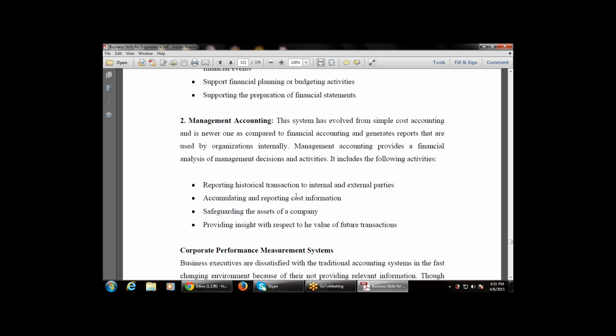Then it also provides insight with respect to the value of future transactions. That is, it provides a vision, a context with respect to future transactions. What is the mode of future transactions, what is the role of future transactions, what we have to do in the case of future transactions, and what is the main risk involved in future transactions.